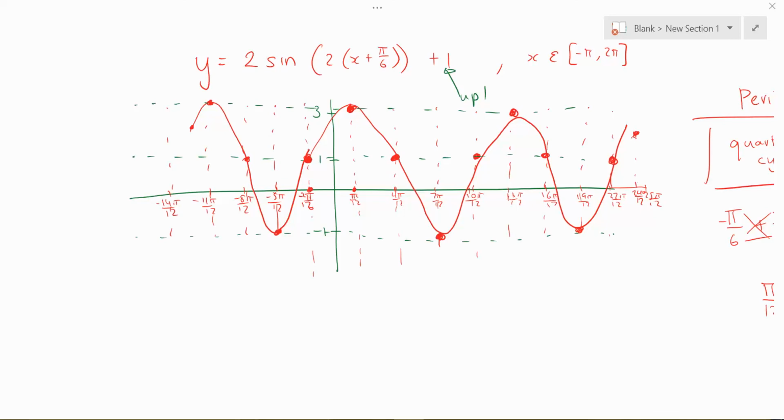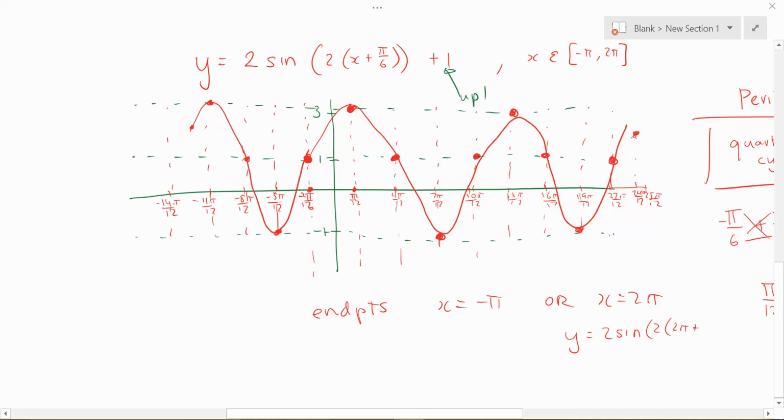Yeah. So endpoints. It's when x equals negative pi, or when x equals 2 pi. You want to find the y coordinates. y equals 2 sine of (2 times 2 pi plus pi on 6). Work out this value here. So at 2 pi, we can work out this value. It's 2 sine of (2 times 2 pi plus pi on 6).